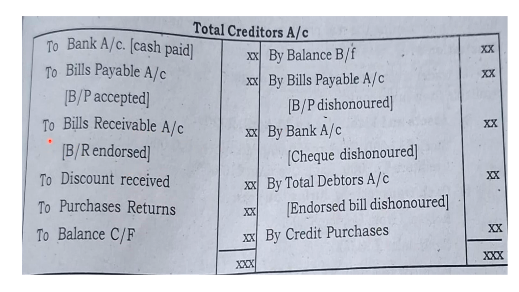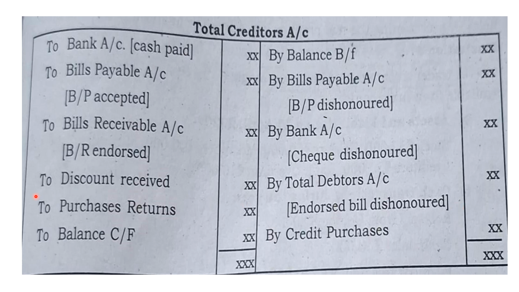Then next there might be a bill endorsed. In that case it will be recorded as to bills receivable account. Endorsed means it is passed on to another person. So it will be recorded as to bills receivable account, in bracket, bills endorsed. Sometimes this endorsed bill may be dishonored. In that case, it will be recorded as by total debtors account, in the credit side.